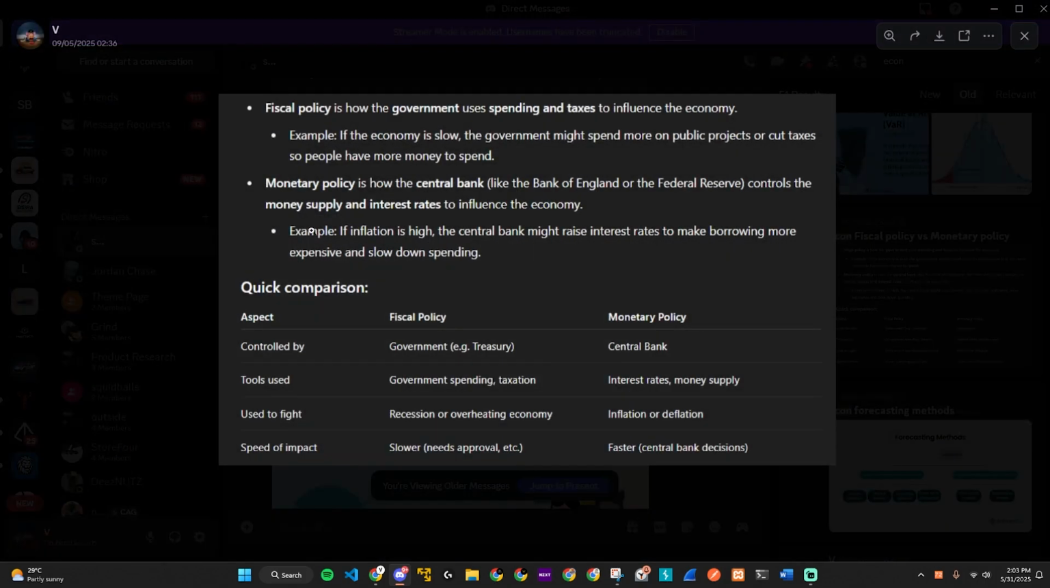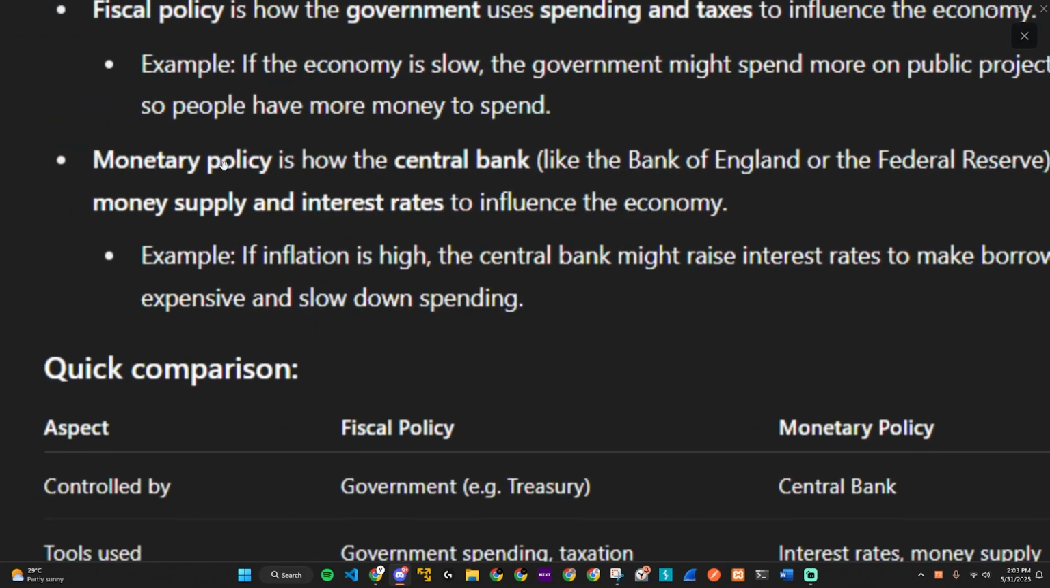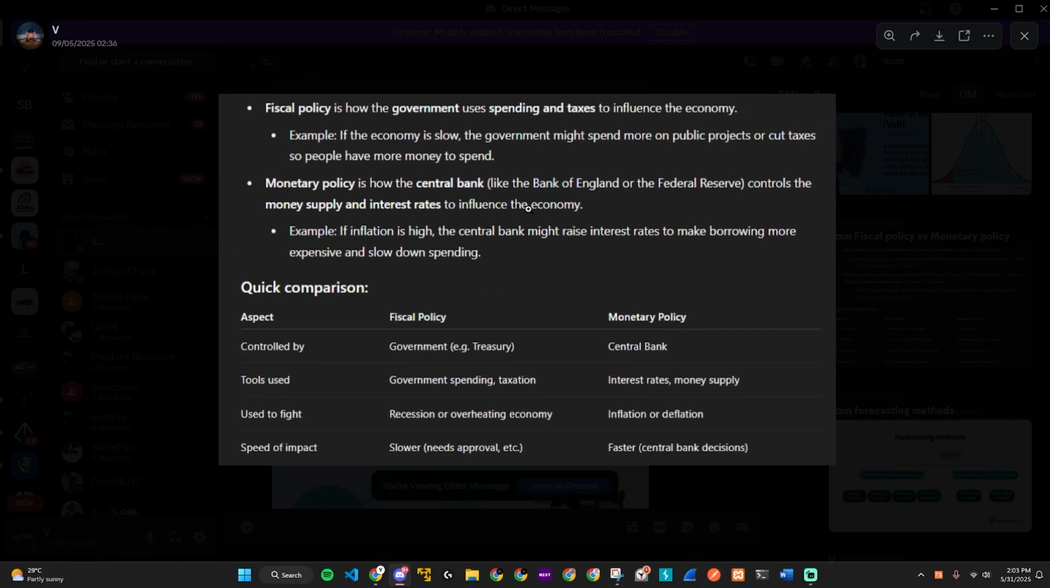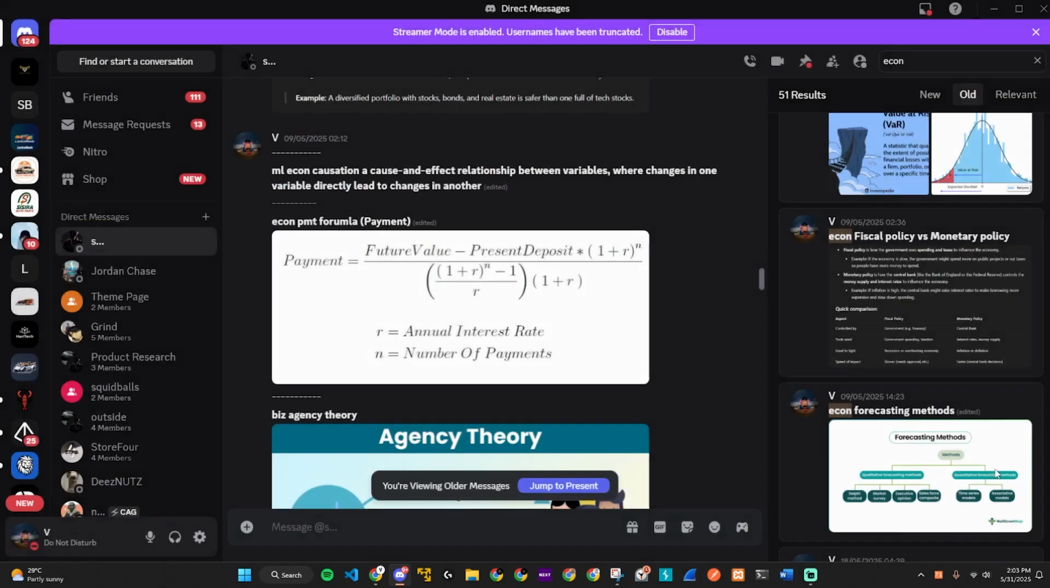So you see fiscal policies. Fiscal is government, and monetary is central bank, okay? Banking institutions that are centralized and controlled, okay?